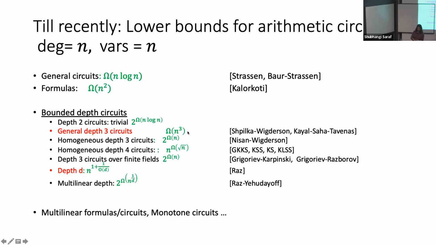And now when you impose further restrictions, like you look at homogeneous depth 3 circuits, a homogeneous depth 3 circuit is a depth 3 circuit where you're computing a homogeneous polynomial as output, but you're further requiring that every gate within the circuit compute a homogeneous polynomial. And so in particular, to compute a polynomial of degree n, at intermediate stages, you're not going to degree much larger than n. So if you further add this constraint of homogeneity, we knew exponential lower bounds for depth 3 circuits, and we've known it for a long time.